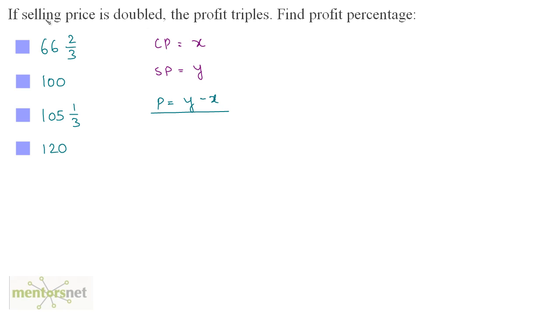Now what is given in this question? If the selling price is doubled, so new selling price, which is SP2, is equals to doubled of the previous, so 2Y. Then the profit triples. Well, the cost price remains the same, so CP is equals to X. Now according to the traditional formula, the second profit is equals to 2Y minus X, selling price minus the cost price. But this profit is the triple of the previous profit. So this is equal to 3P is equals to 2Y minus X.